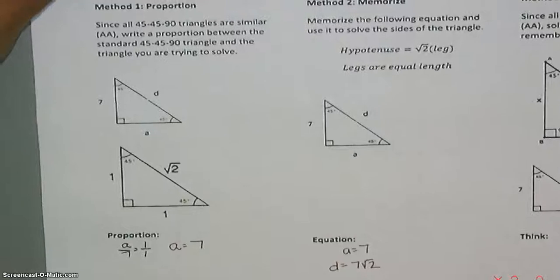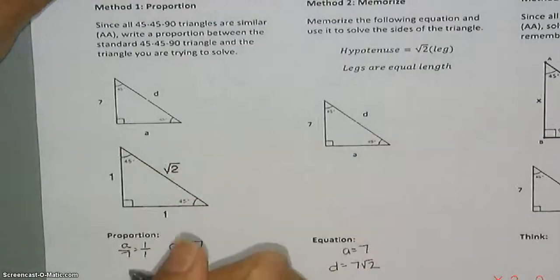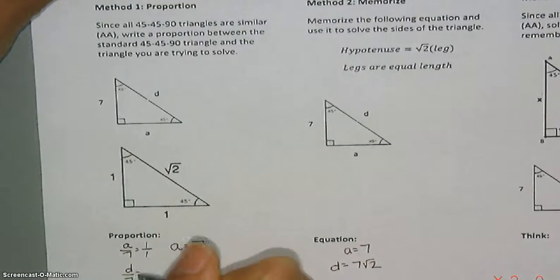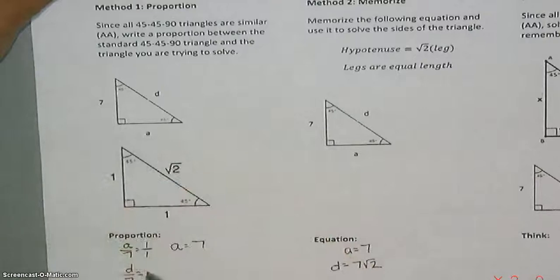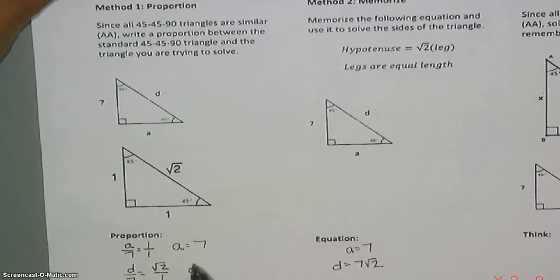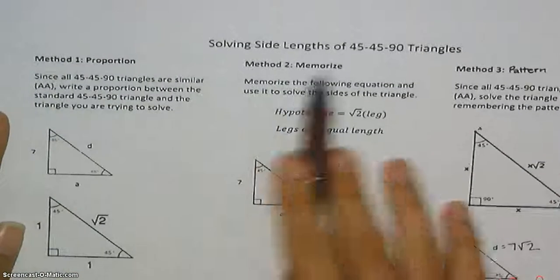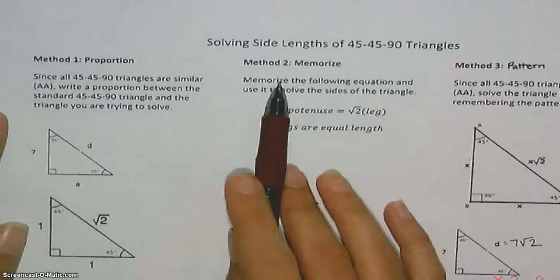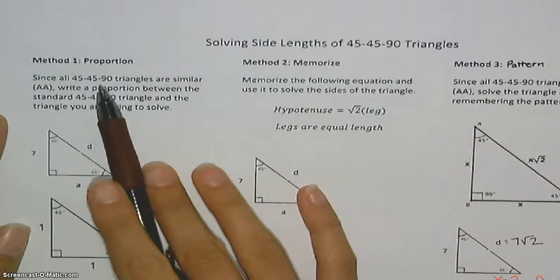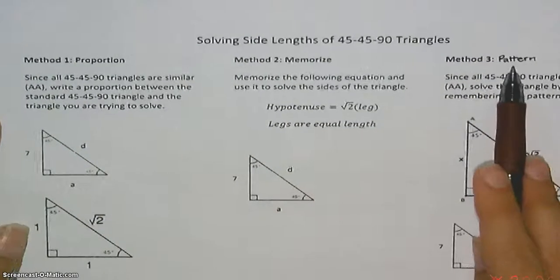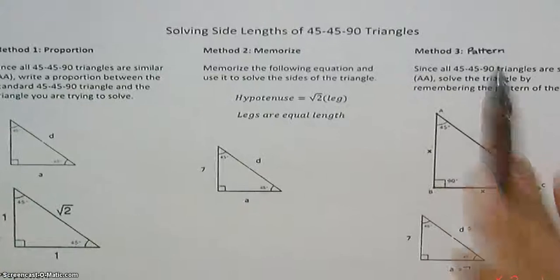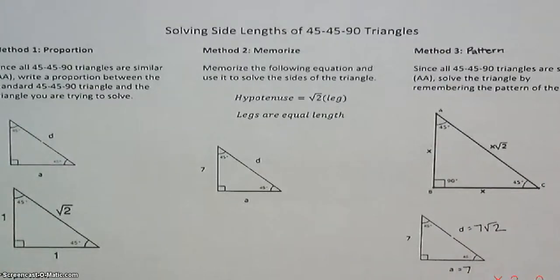So then to find D, we could do D is to 7 as root 2 is to 1. We cross multiply, D equals 7 root 2. So these are the 3 methods, and you get to pick your favorite. The memorizing method always works, and the proportion method always works. The pattern method is the quickest, but it doesn't always work because the pattern isn't always obvious. And we're going to look at some examples like that.